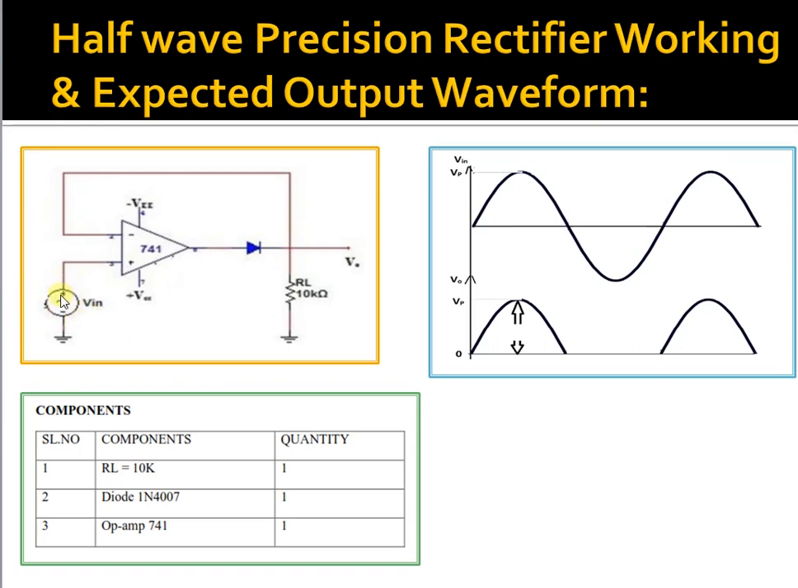Precision rectifiers, as you know, are rectifiers, so they convert AC to DC. So you have to ensure that your input is in AC and your output is measured in terms of DC.